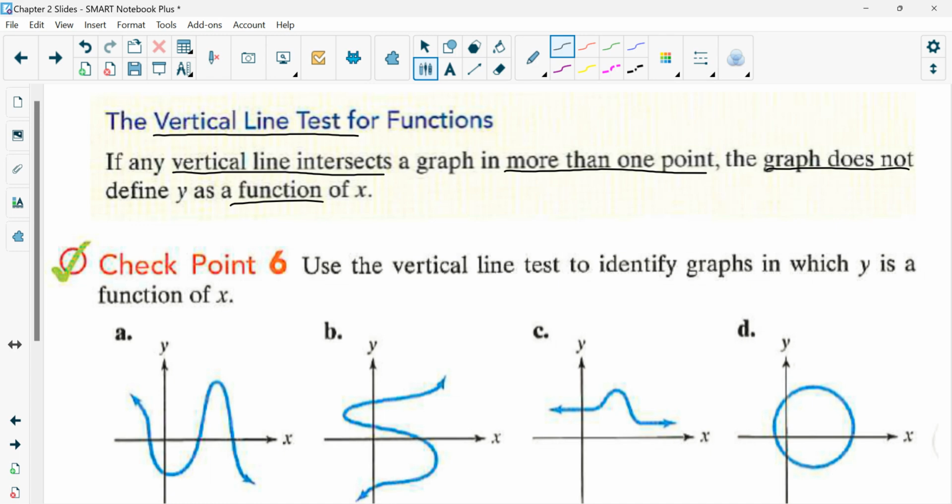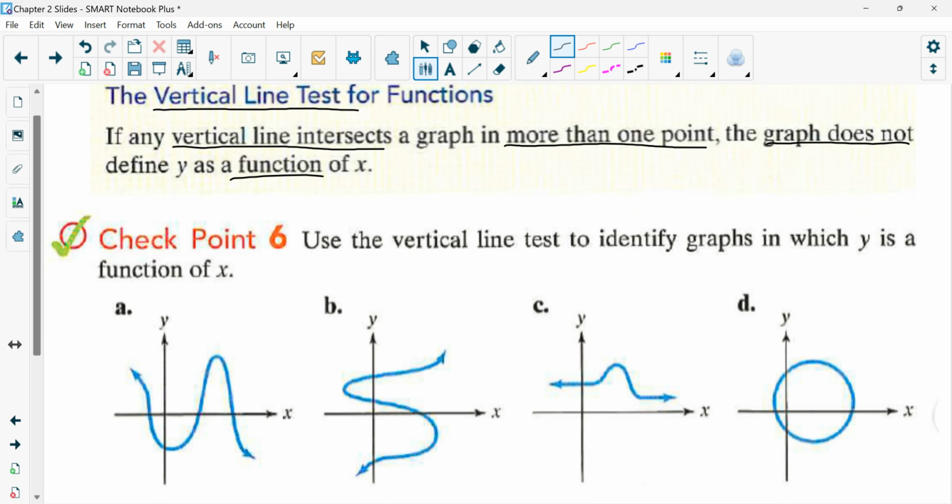So you can either draw vertical lines, or you can take your pencil and make it vertical and go across, whatever you want to do. But if the vertical line only touches each part of the graph at one spot, function. More than one spot, not a function. So for A, no matter where I drew a vertical line, that vertical line is only crossing at one spot. This is close, but it is constantly going outward. Okay, so this one would be a function. Again, it's very close, but it's only touching at one spot there.